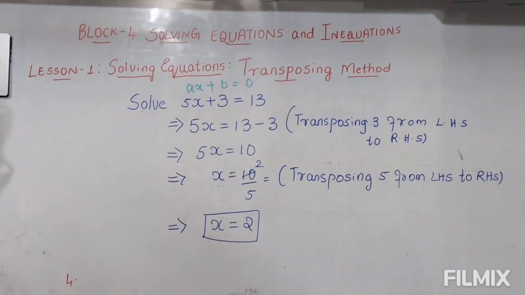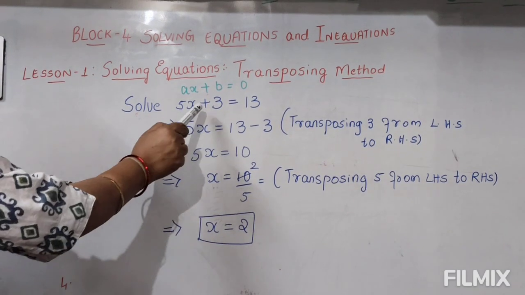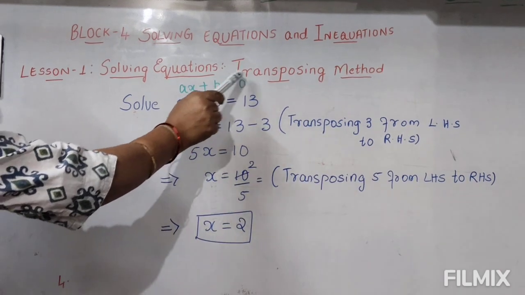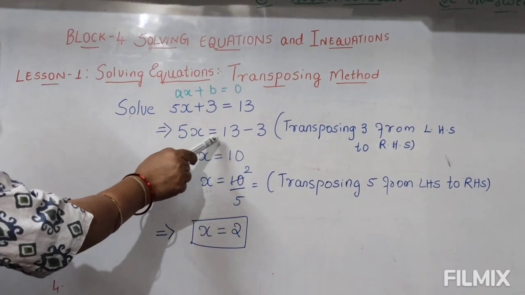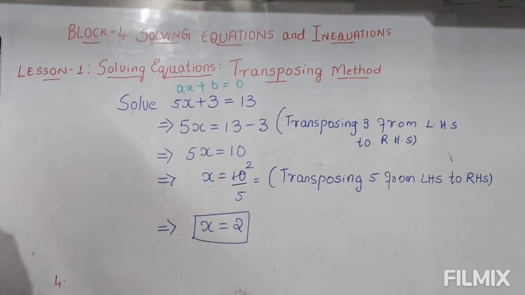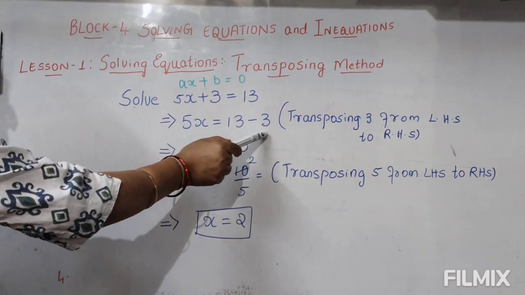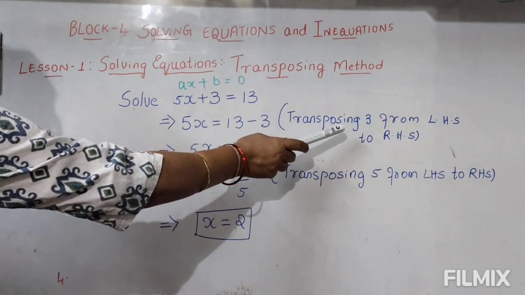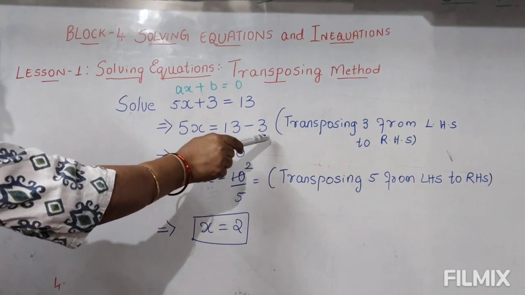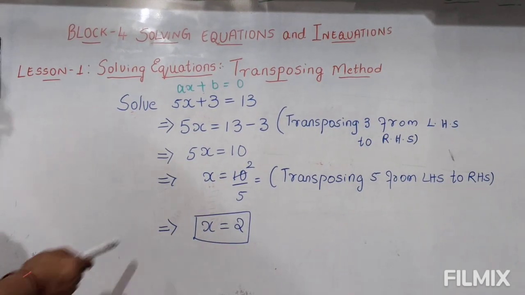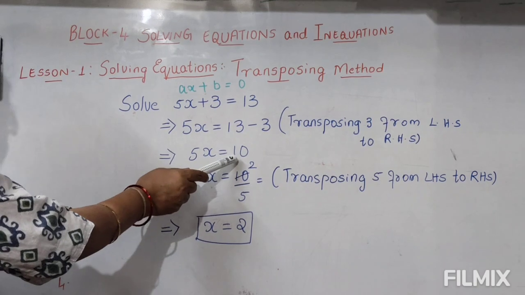Now you have learned the transposing method, isn't it? I have explained it to you. So now I am shifting this 3 towards the right hand side. That is, 5x is equal to 13, retaining the 13 as it is, and plus 3 becomes minus 3. According to transposing, 3 goes from the left hand side to the right hand side. That is, addition becomes subtraction. So 5x is equal to 13 minus 3. How much? It is 10.